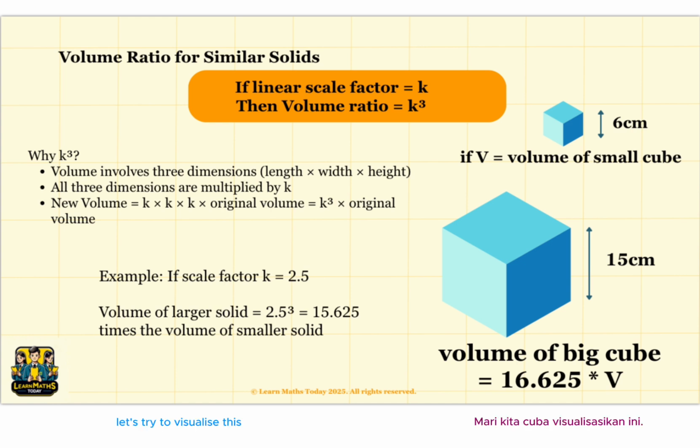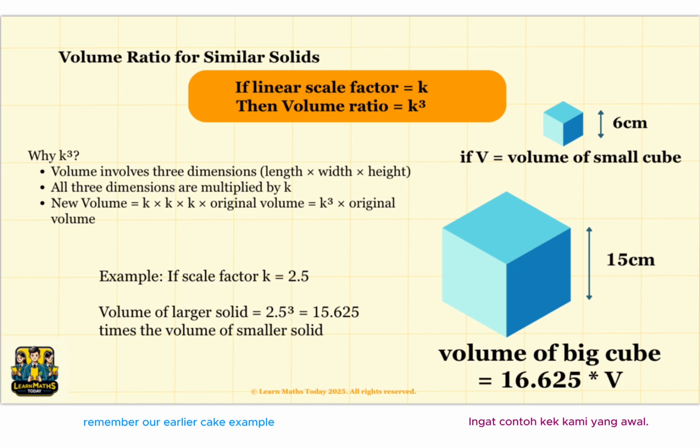Let's try to visualize this. If the small cube has volume V, then the big cube has volume 15.625 V. If you imagine yourself trying to fill the big cube with the small cubes, you will need more than 15 small cubes to fill the big cube completely.